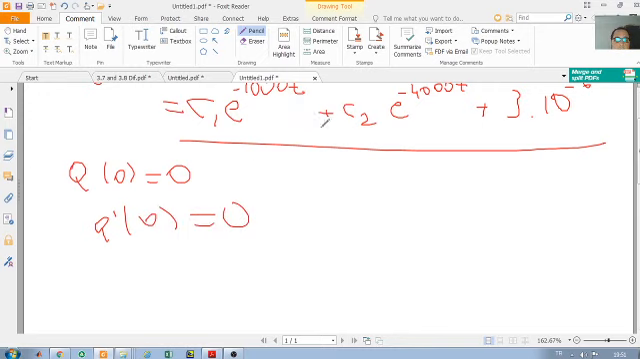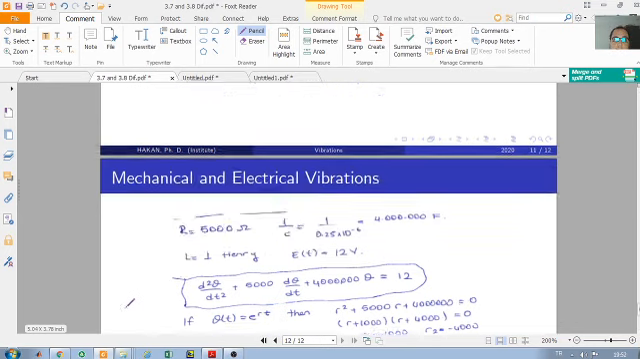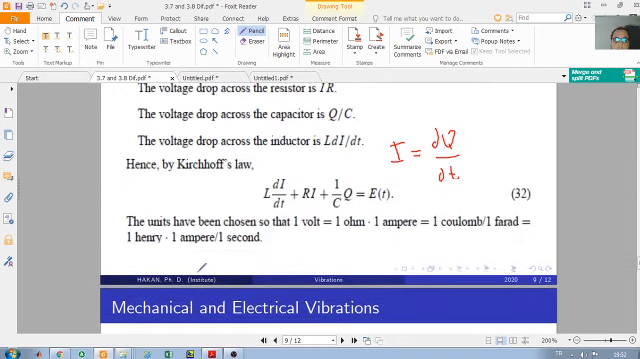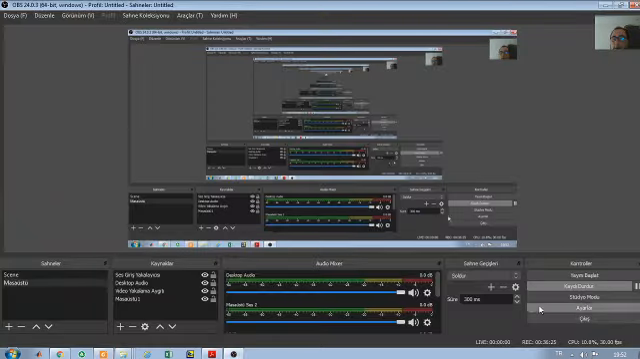After finding the constants using the initial conditions, we obtain C1 and C2 equal to the numbers written here, which means we have the solution of the differential equation for the charge in a simple electric circuit given in the example, by using the formula, which is a mathematical model for this simple electric circuit by using the second order linear differential equation. Thank you very much.